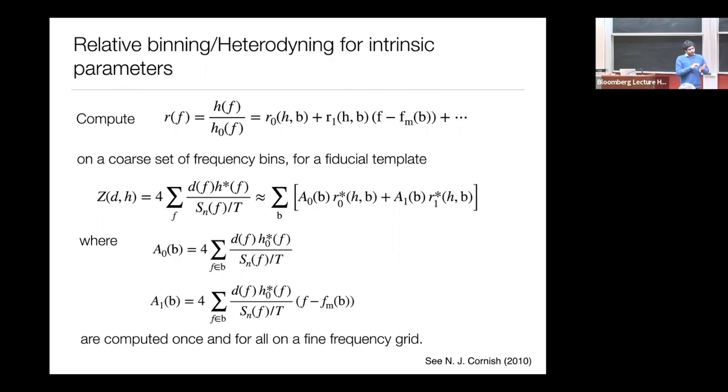So as I mentioned, there are two things that we need to think about. One is the intrinsic parameters and one is the extrinsic parameters. So the intrinsic parameters, which are the masses and spins, if you change them, you can use the fact that you are not drawing some random shapes that a kid is drawing on the board, but you're living in a manifold that you kind of understand.